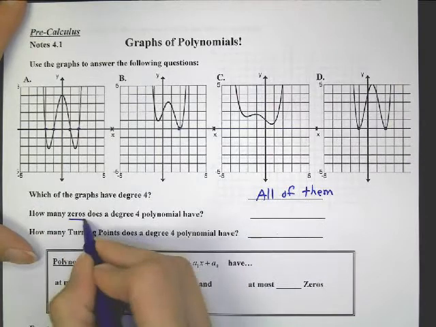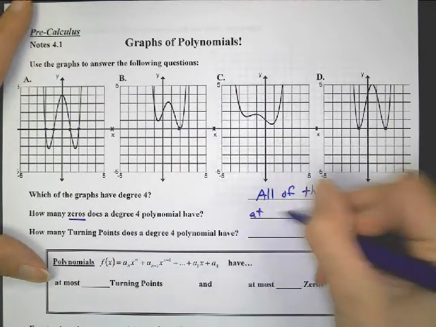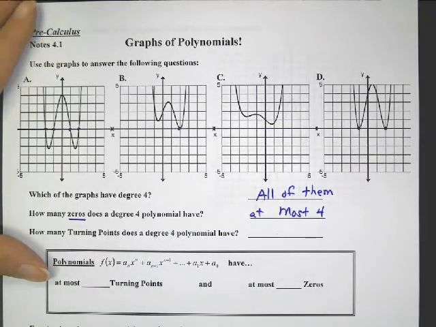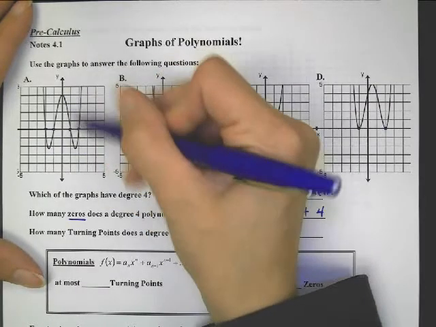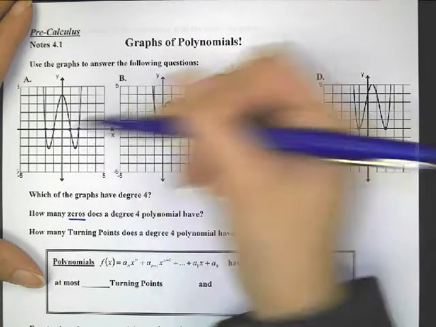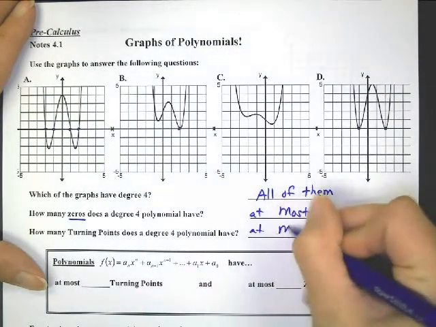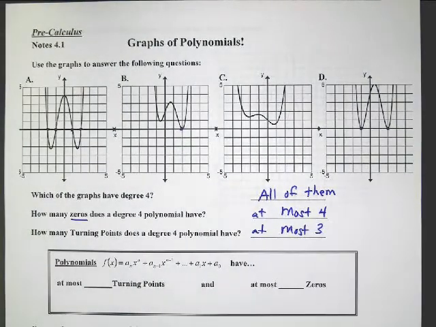So how many zeros does a degree 4 polynomial have? Well, it has at most 4. But it could have less. In fact, it could have none. How many turning points does it have? A degree 4 has 1, 2, 3 turning points at most. That's the curviest it could get. So at most 3.